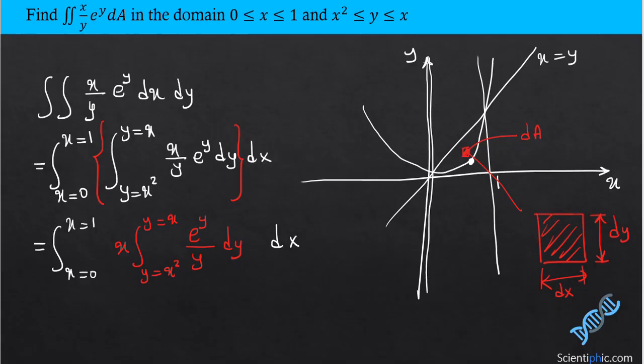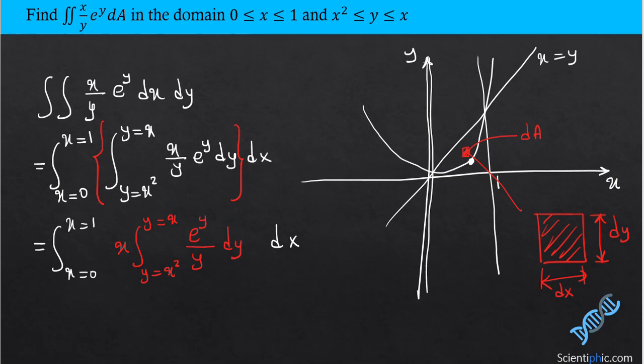If I want to take this integral, it's going to be a difficult one, because although I have a single integral, I see that taking the integral of e to the power of y over y dy is going to be a very difficult task. It means that I have to change the order of the limits.